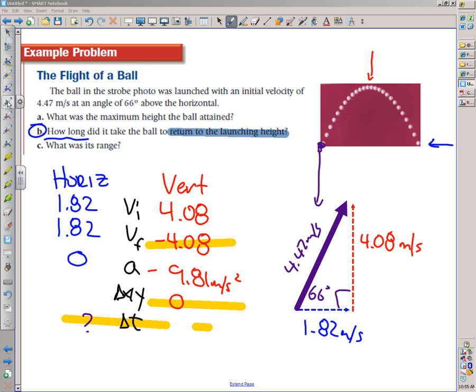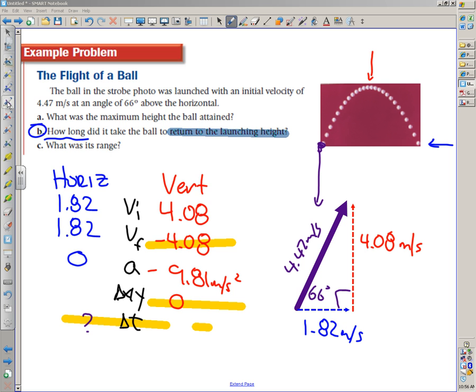This strobe picture isn't the best. It looks like the arc's too much, like a very shallow throw. It's actually only this far. It didn't even go up a meter. So that's why this is very misleading.